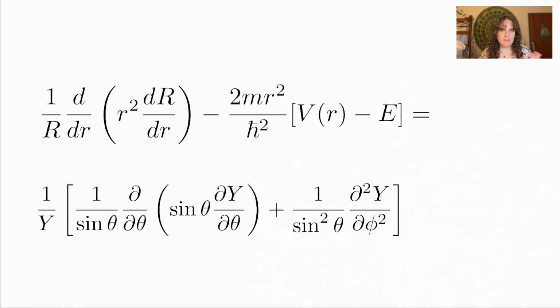Because of the separation of variables that we did, the two sides can only equal each other, so they can only equal a constant. We call that constant l times l plus 1. It's a little weird, but it's chosen deliberately because it makes the solutions come out cleaner. There's a key insight that we can notice here, and I want to point it out.